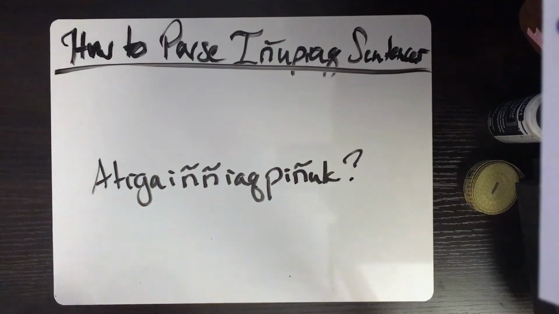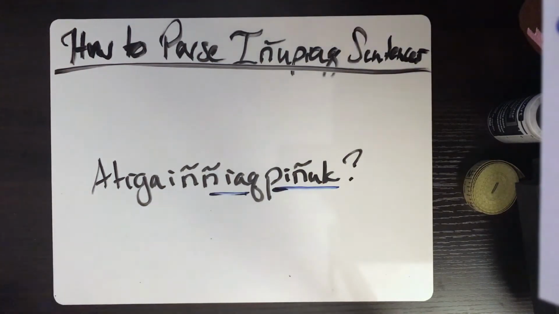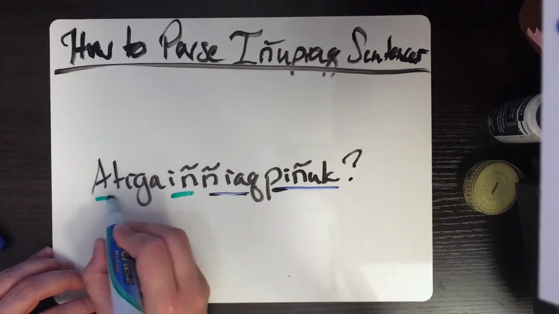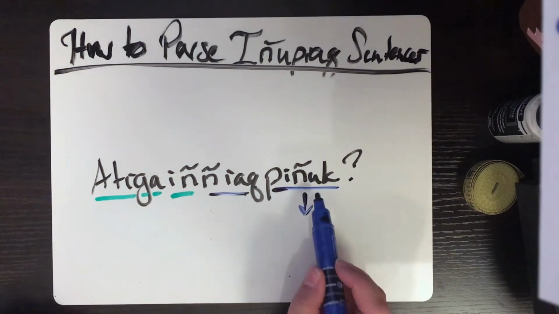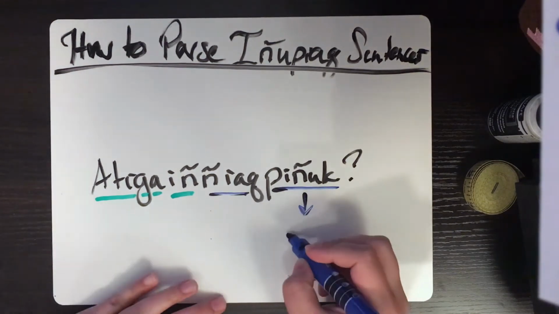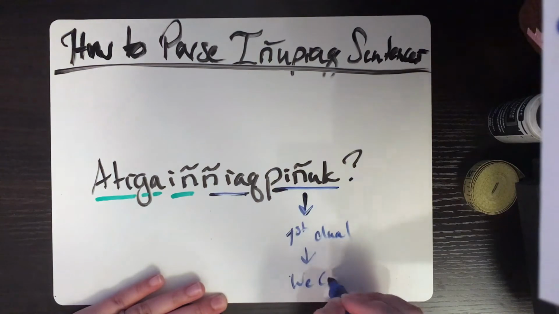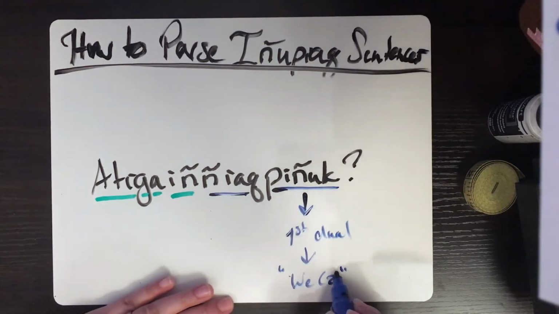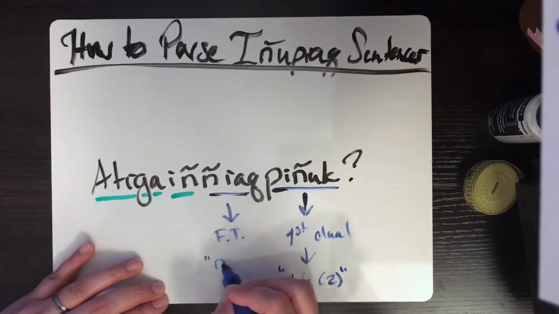Again, I'm going to start with what I know. I know this ending, I know this post-base, but maybe I'm having trouble with these ones. I know this ending here is an interrogative ending. It is asking a question. The ending piñuk is a first-person dual interrogative ending. It gets translated as we, talking about 2 of us. And then naq, again, is the future tense post-base.